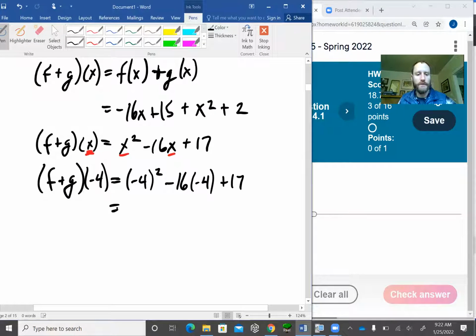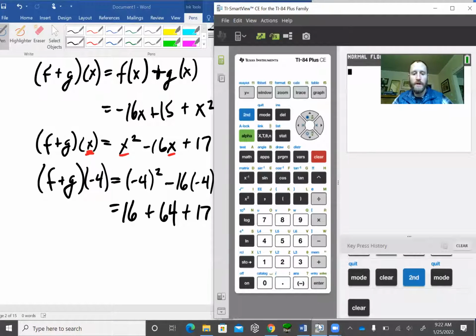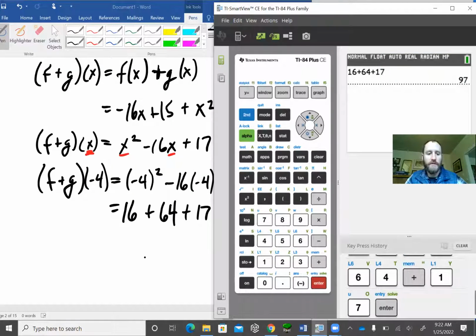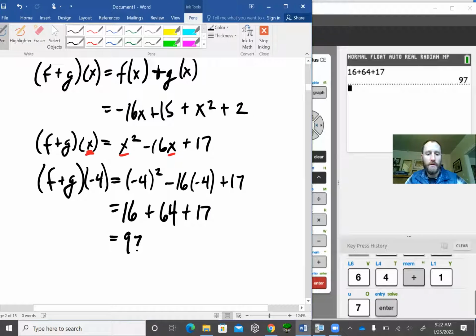Okay, and so let's see, can we do this by hand? -4 squared is 16, positive 16, minus 16 times -4. That would be, let's see, 16 times 2 is 32, so 16 times 4 will be 64. And then plus 17. Okay, so why don't we just use our calculator there at the end? 16 plus 64 plus 17, and we get 97. Okay, so that's one way to find the answer.